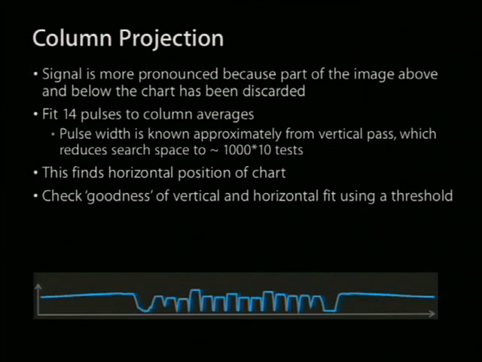Okay. And with that, we're essentially done. We found the angle in the beginning and rotated the image to make sure that this row and column projection works. And we found the vertical extent, the horizontal extent, and the start positions. So now we have our chart.